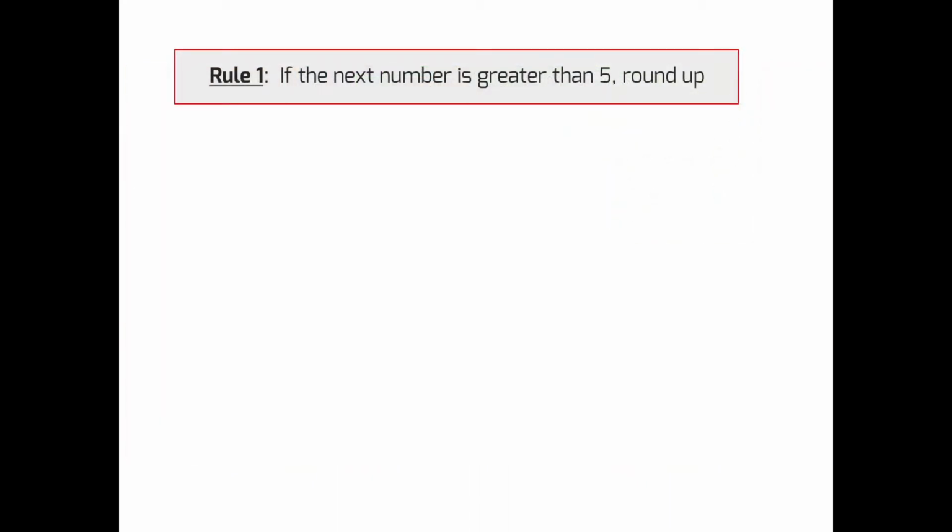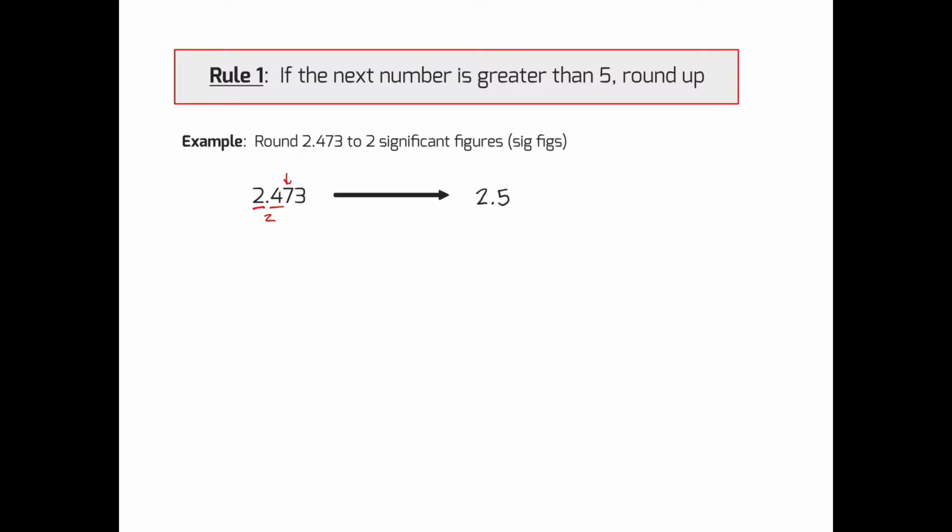So the first rule for rounding numbers says that if the next number is greater than 5, we round up. In this example, they ask us to round 2.473 to 2 sig figs. We count off two significant figures, 1, 2, and now we're looking at the next number, which is a 7. This 7 is greater than 5, which means we're going to round this 4 up to a 5. And what we get is 2.5, which has 2 sig figs.